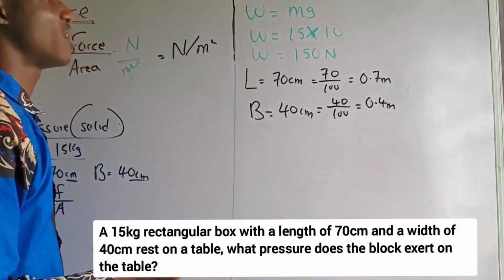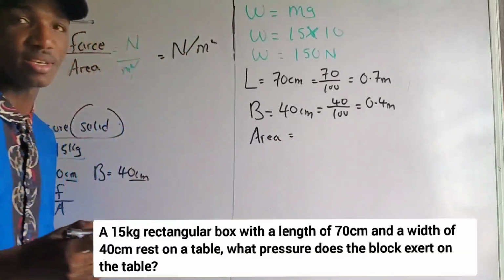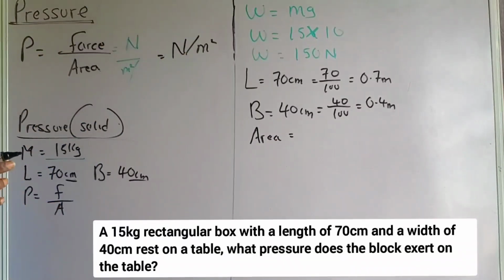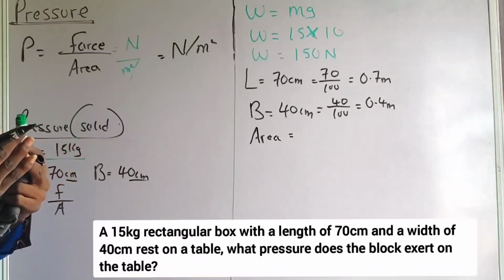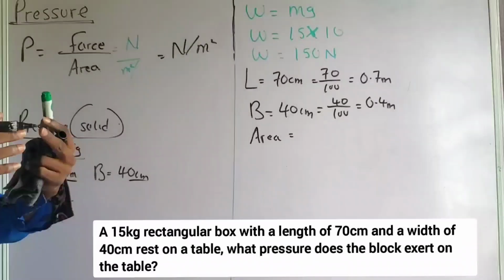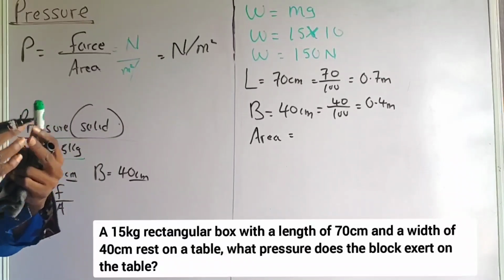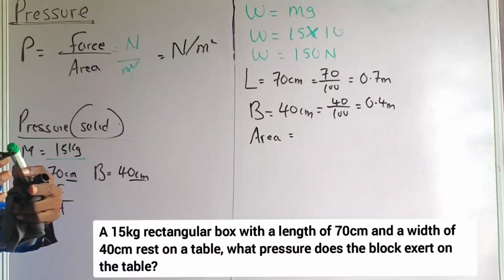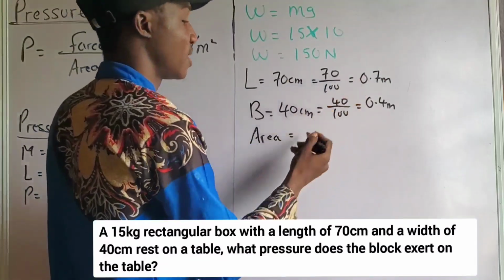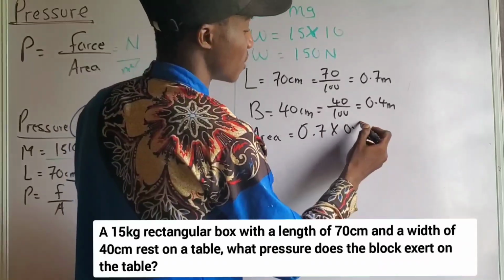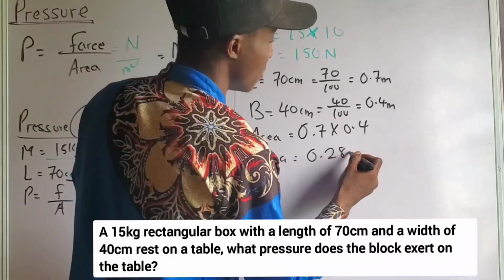Now the area is length times breadth, right? Please pay attention. If you check the question, you will discover that the base of the rectangular block is a rectangle. That means that the base area is length times breadth, because the area of a rectangle is length times breadth, right? So I'm going to take the product of the length 0.7 multiplied by 0.4. So the area will be equal to 0.28 meter squared.